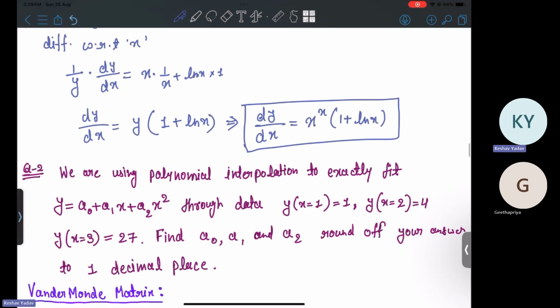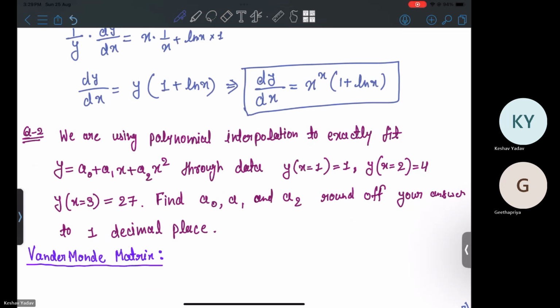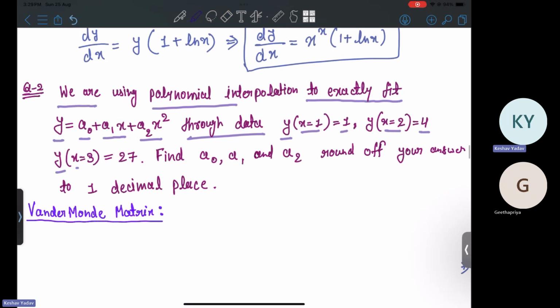So this is the second problem. In the second problem, we are using polynomial interpolation to exactly fit y equal to a0 plus a1x plus a2x square through the data: y at x equal to 1 is 1, y at x equal to 2 is 4, and y at x equal to 3 is 27. We are trying to find a0, a1, and a2, and we want to round off our answer to 1 decimal place.